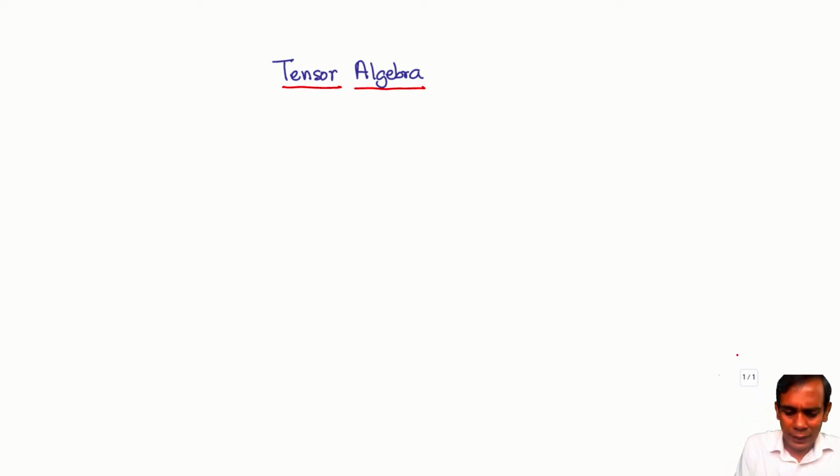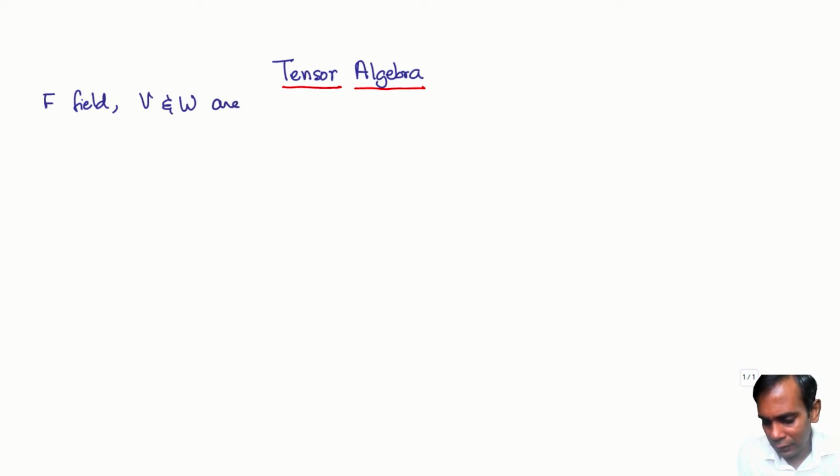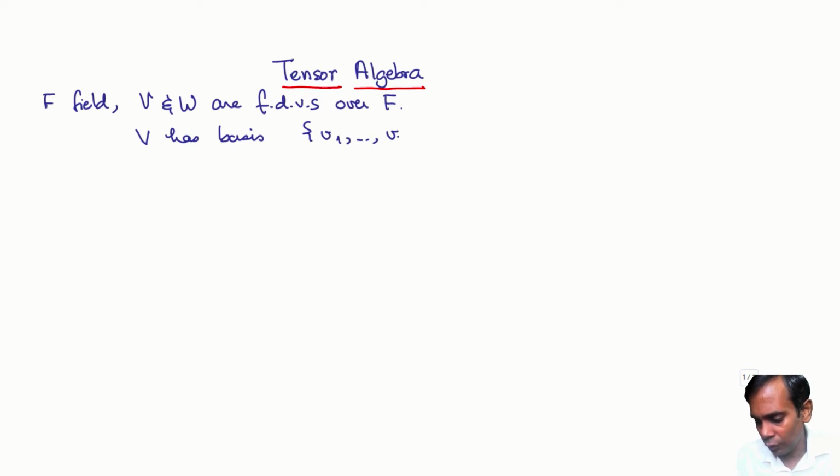So we're going to fix a field F, and all our vector spaces are going to be over F. Let's say V and W are vector spaces, let's say finite dimensional vector spaces over F. And say V has a basis v1, ..., vm, and W has basis w1, ..., wn.